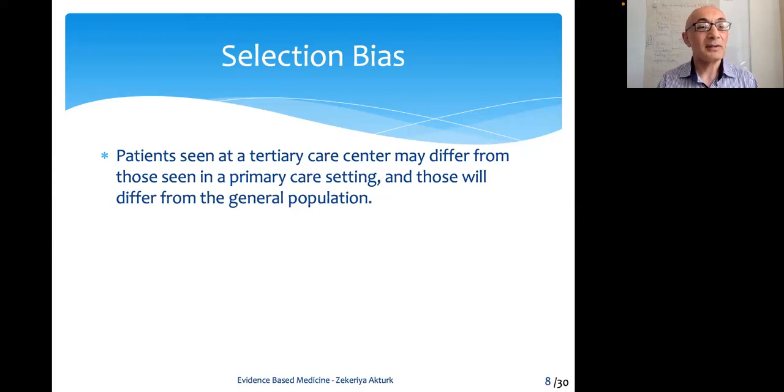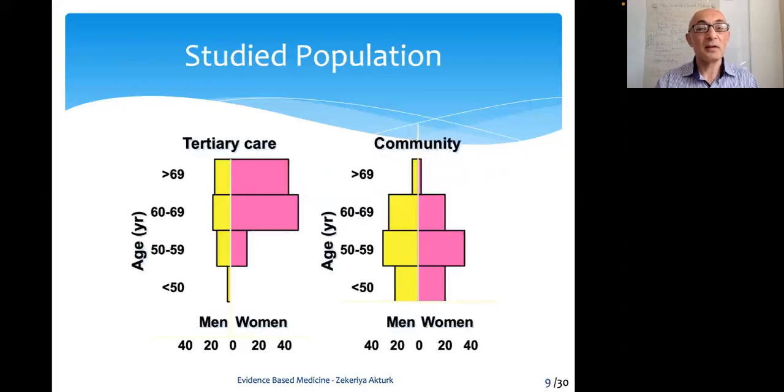Another example, primary care, secondary care, or tertiary care, or the community. People seen in these different settings might also be different. If you select your patients from primary care, they will be certainly different than patients in the tertiary care. Even primary care patients, participants, and the population might not be the same. Here, two graphs to compare this.